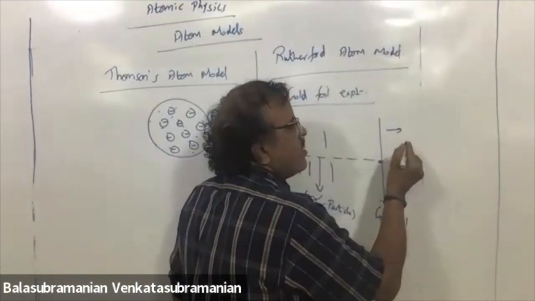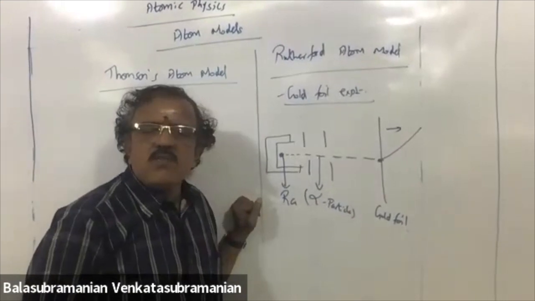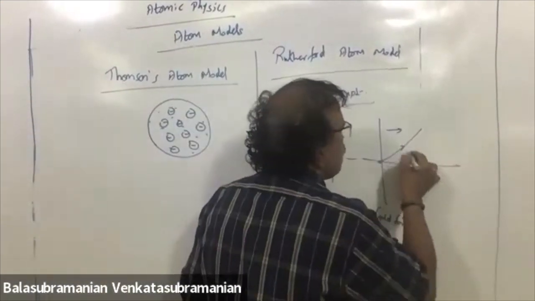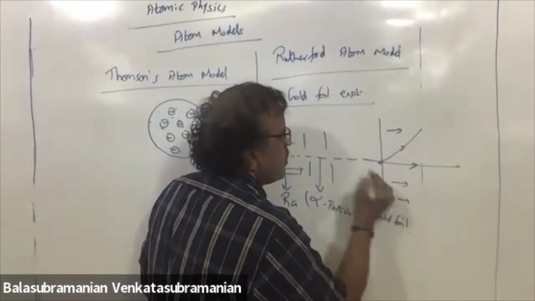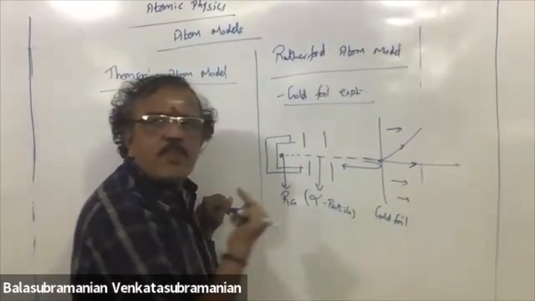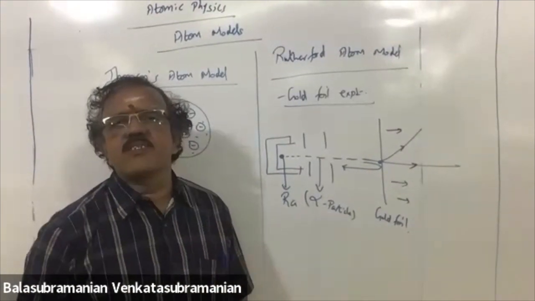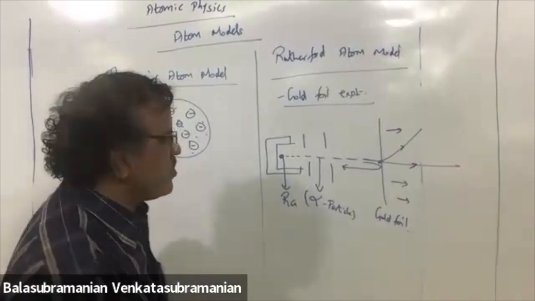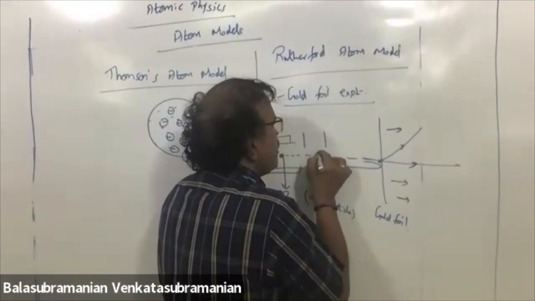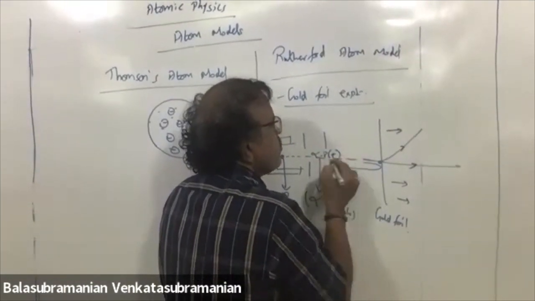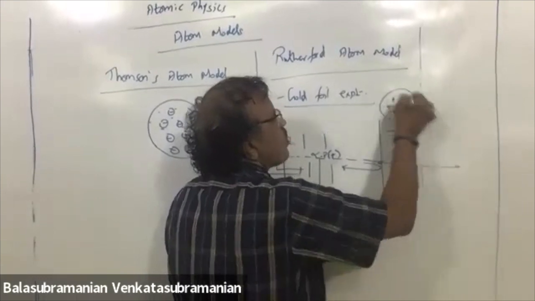Few alpha particles are scattered at a small angle. A very large percentage passes through, and a very few percentage are exactly returned in the opposite direction. Why is it exactly returned in the opposite direction? He tried some experiments and observed that alpha particle is positively charged, so this gold foil consists of some positively charged core.